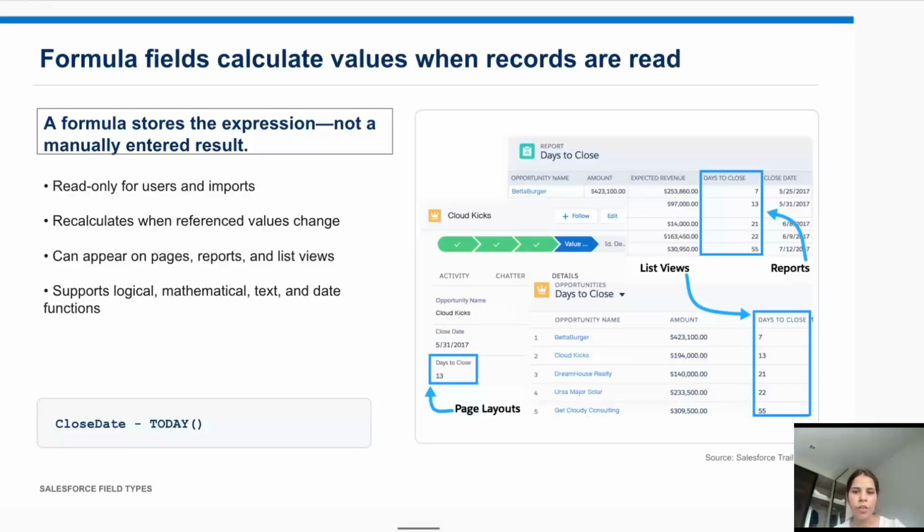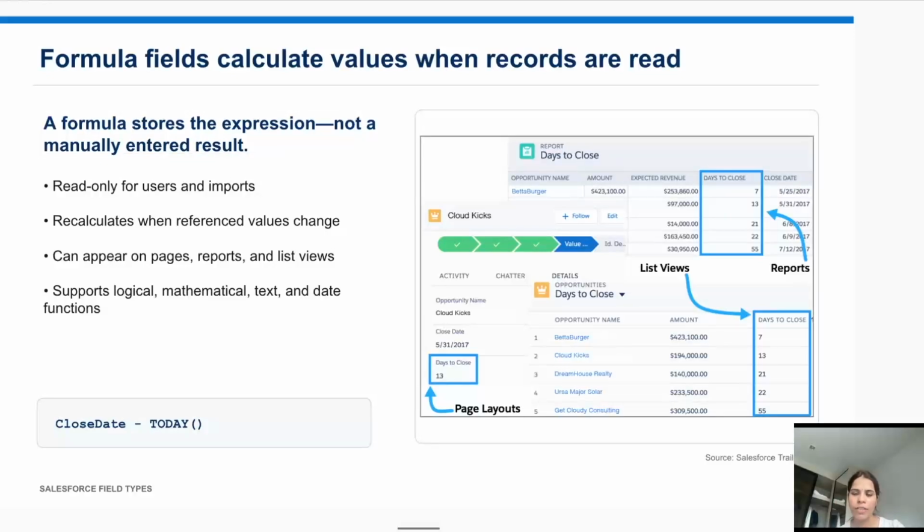A formula field can also be displayed on the record page. We can check it on reports and via list view, as shown in the screenshot. Here we can see the days to close field in our report as well.